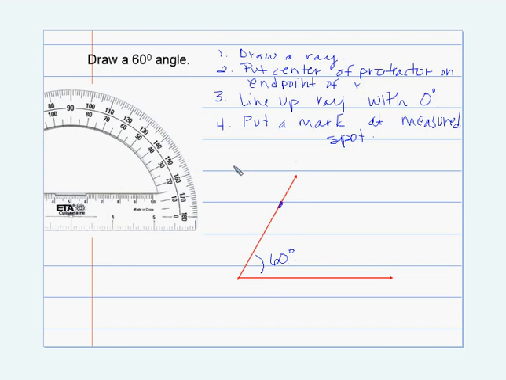So that's how you draw a 60-degree angle. Put a mark at the measured spot, and then use a straight edge to draw the ray.